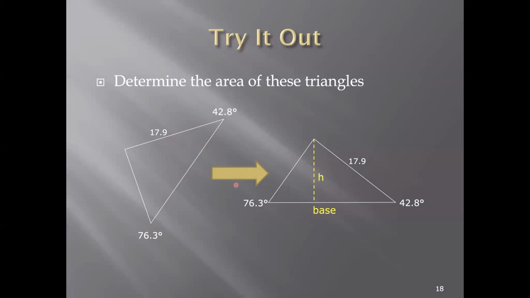If we change the position of the triangle, we can change it this way. This is angle 76.3 degrees and this is another angle which is 42.8 degrees and this is the side which is 17.9. So here we can say that the height is this one and this will be our base, which is the horizontal distance. So now let us solve this triangle step by step using the new position of the triangle. We just rotated the triangle, but we did not change any value.